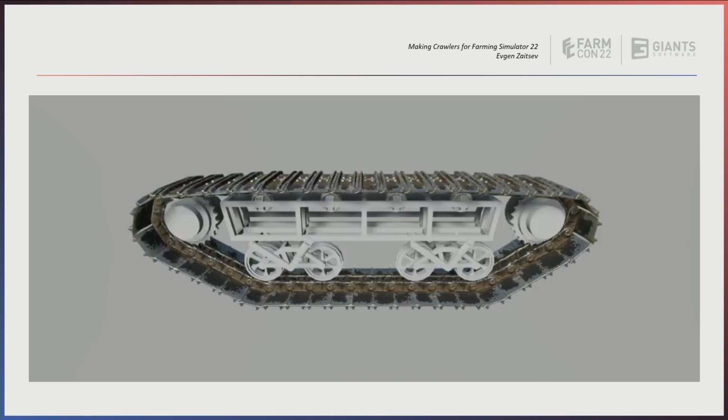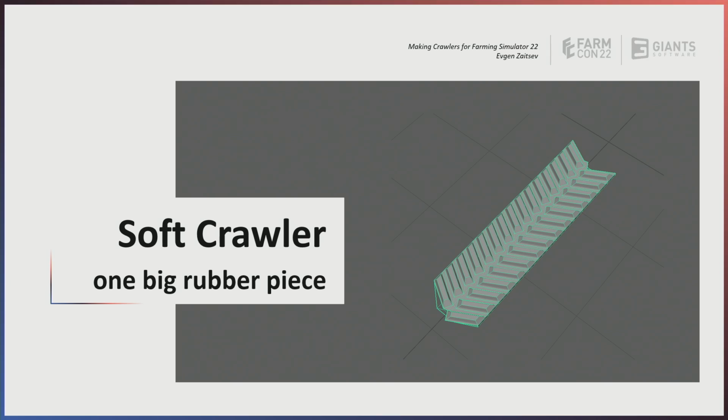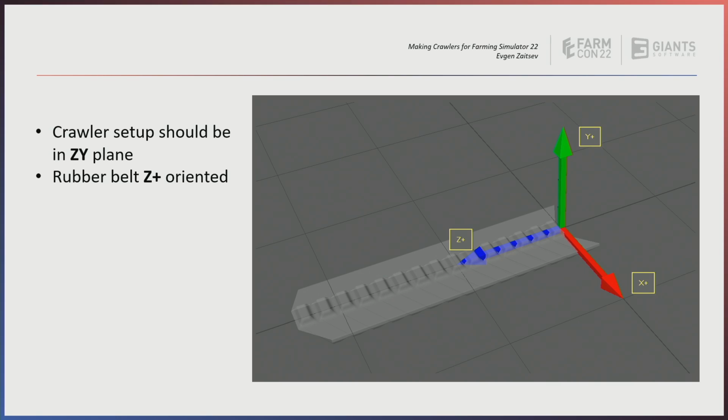But this was just one part of the setup. It was really rigid. You see, all pieces work separately. But now we're going to set up a different one, which is soft. Soft is rubber. It's connected endlessly, one beginning goes into the end. It's done a bit differently. Again, it's the same logic. It should be ZY oriented, and it moves around the Z plus coordinate system.